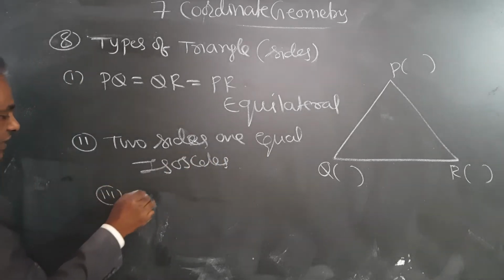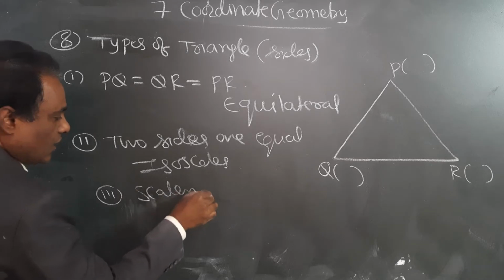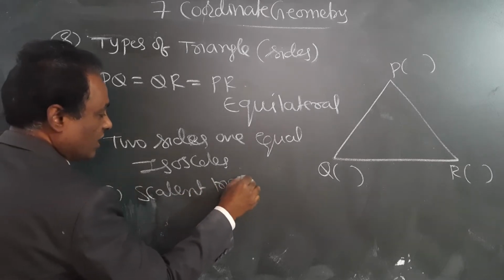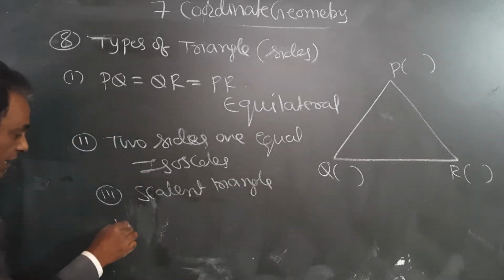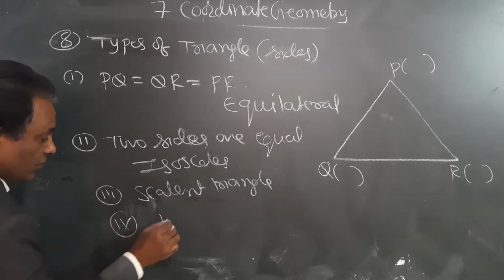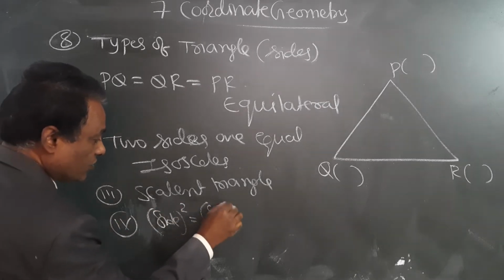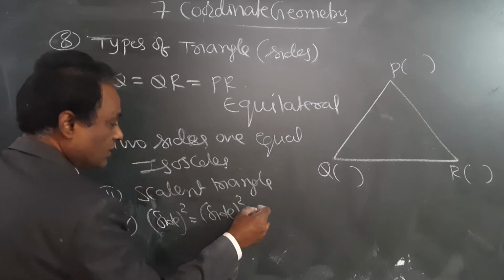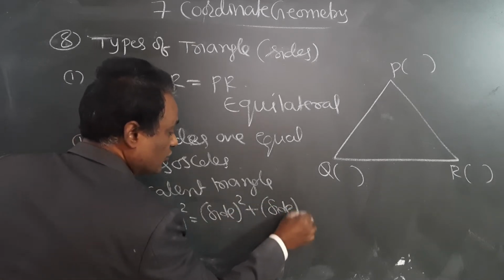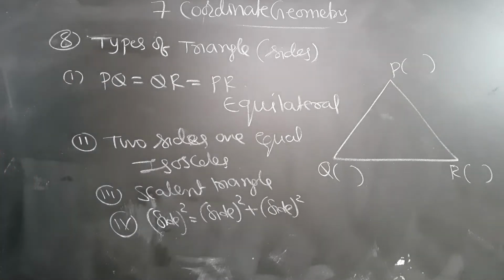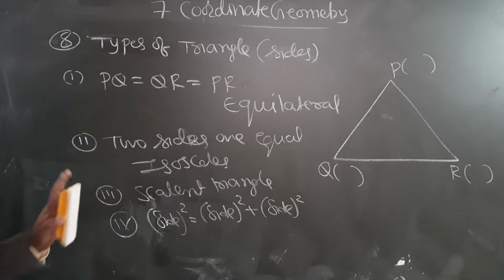If no 2 sides are equal, all sides are different, then it is called a scalene triangle. Next, if the greater side's square is equal to the sum of the squares of the other 2 sides, then it is called a right angle triangle. So according to the sides, we can classify the triangle into 4 types.